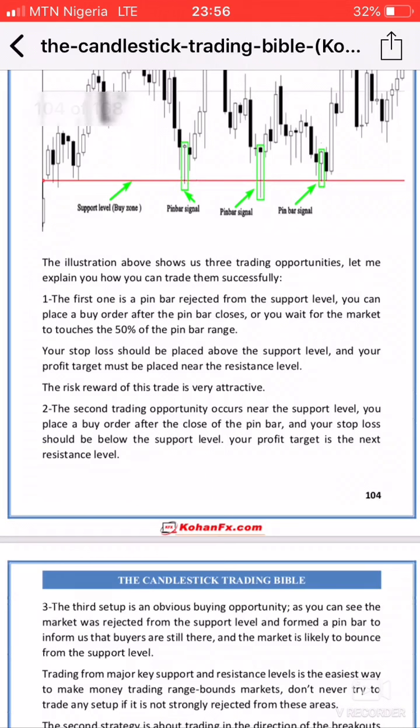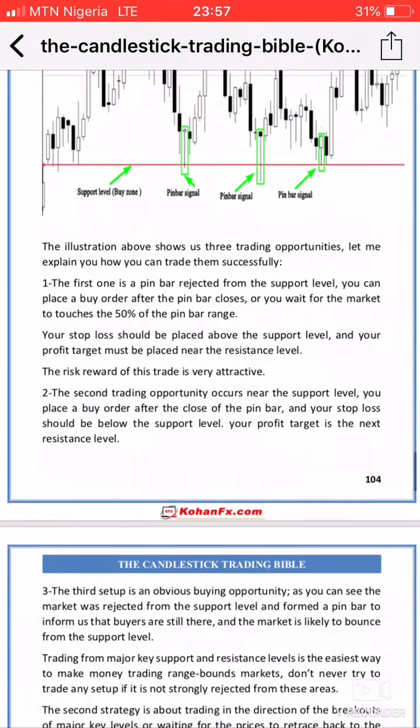Trading from major key support and resistance levels is the easiest way to make money trading range-bound markets. Do not ever try to trade any setup if it's not strongly rejected from these areas.